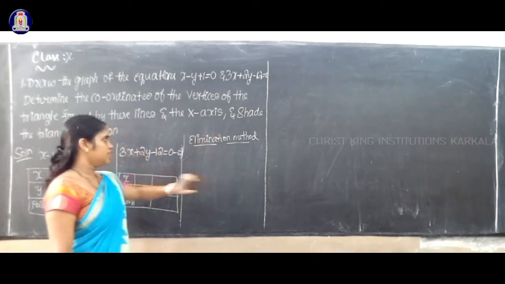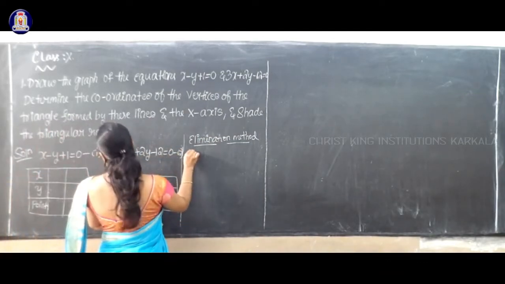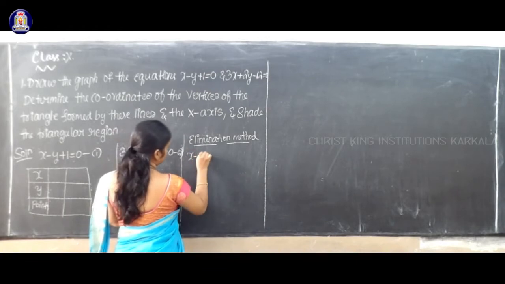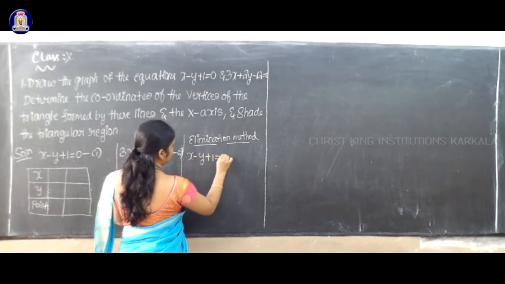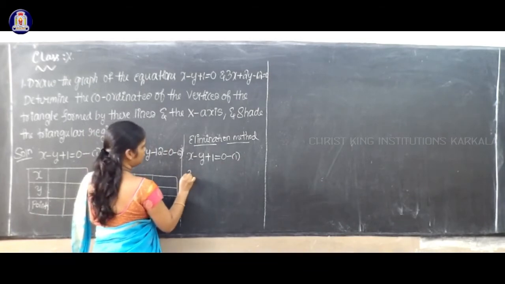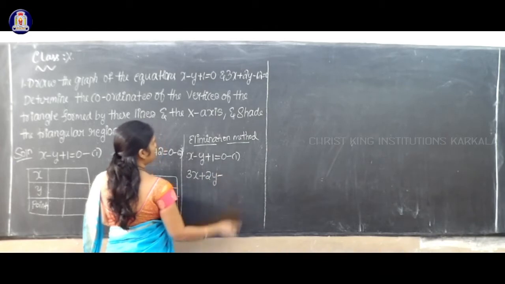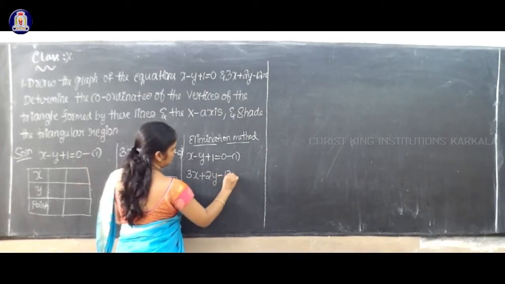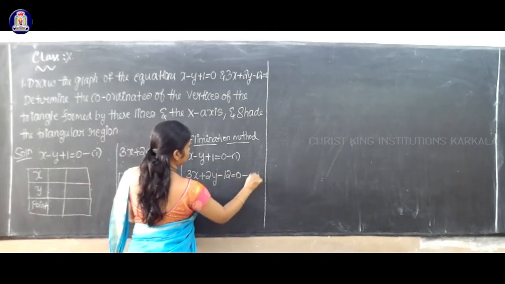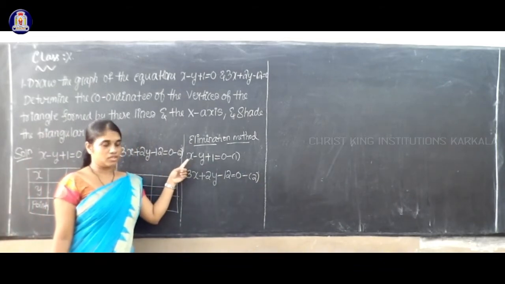In the elimination method, I will write out those two equations separately. What about your equation number 1? x minus y plus 1 is equal to 0. This is your equation number 1. What about your equation number 2? 3x plus 2y minus 12 equal to 0. This is your equation number 2. So what is the coefficient of first, what is the number here?